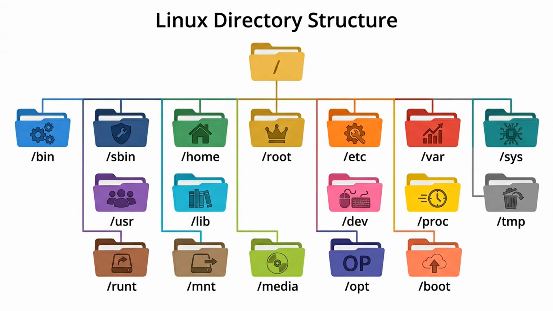All right, let's bring it all together. Here's the full picture of the Linux file system. At the very top, we have root, the /. Branching from there are all the directories we just covered. /bin for commands, /home for users, /etc for configs, /var for logs, /dev for devices, /proc for process info, /usr for installed programs, and more. Everything has its place, and now you know where to look.